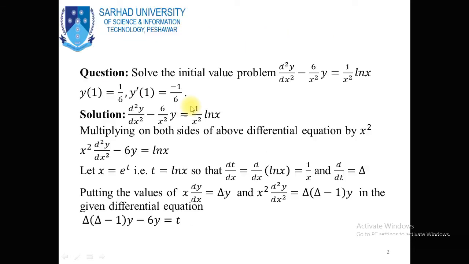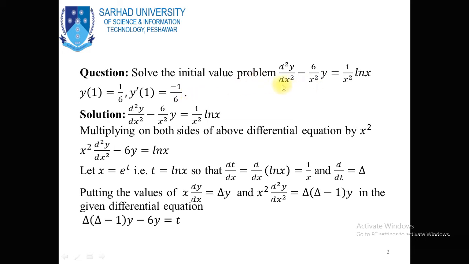For example, we have an initial value problem: d square y divided by dx square minus 6 divided by x square into y is equal to 1 over x square natural log of x, with the initial conditions y at 1 is equal to 1 over 6 and the derivative of y at 1 is equal to minus 1 over 6.